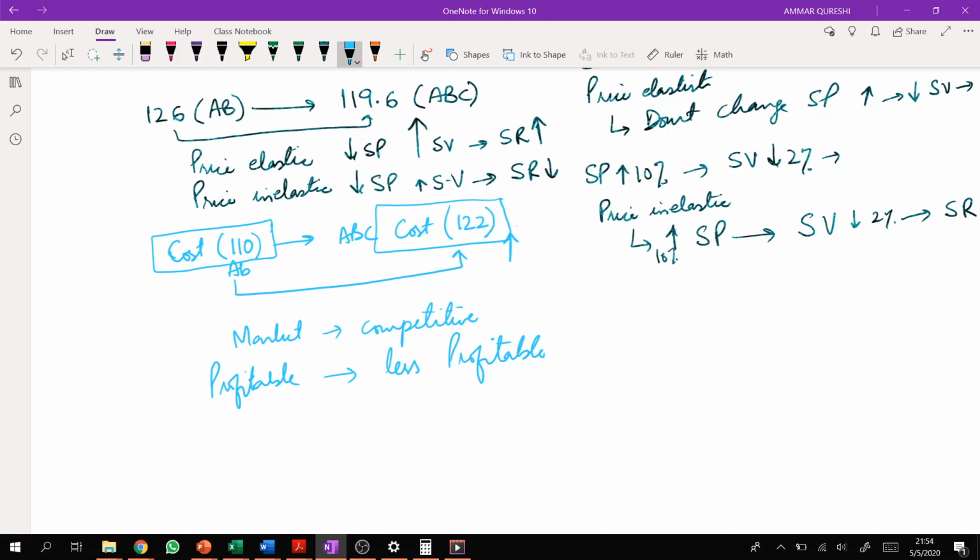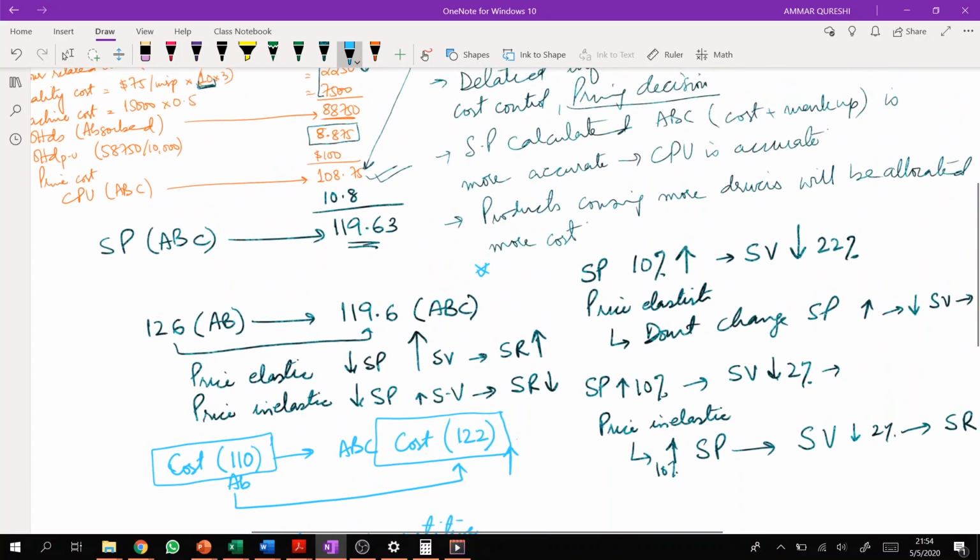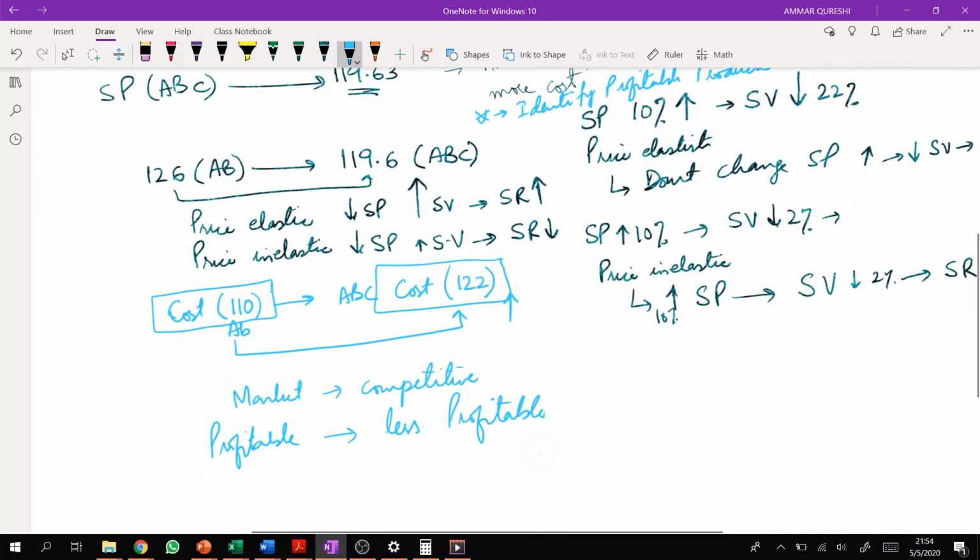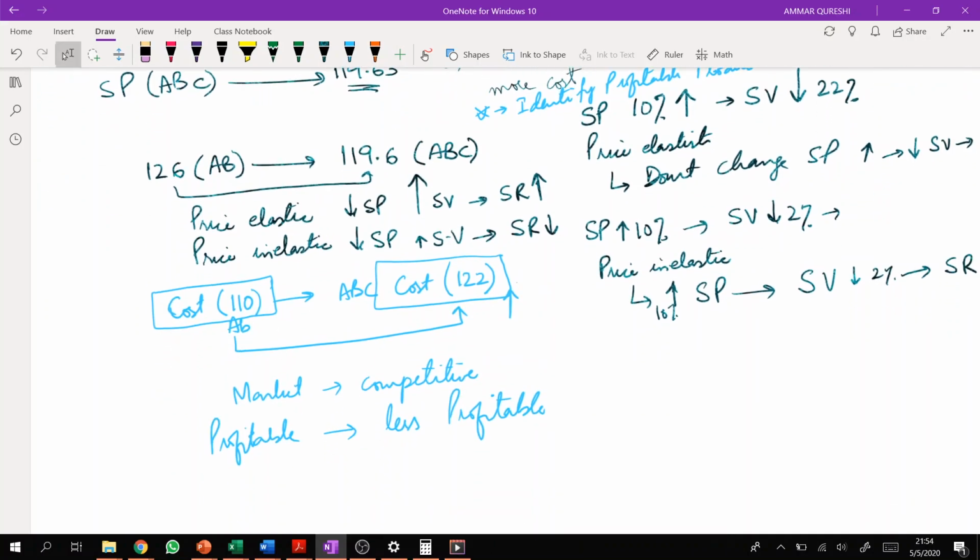Now since we got a realistic idea about the cost of the product, we came to know that this product was not as beneficial for the company as we were thinking while we were doing absorption costing, right? This point I forgot to write here. So it will help the company to identify profitable products, because cost is more accurate, so the profit margin will be more realistic in this case, right?